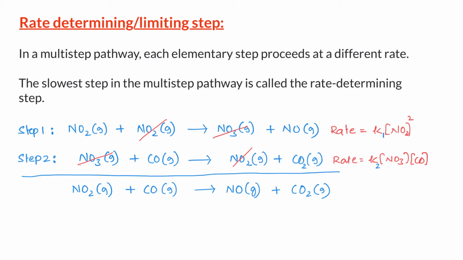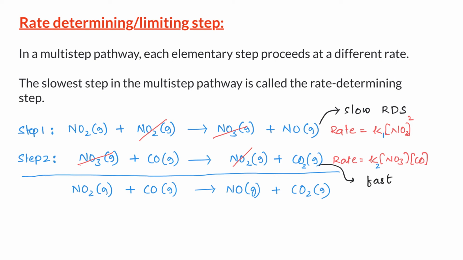The slowest step in the multi-step pathway is called the rate determining or rate limiting step. This is basically the bottleneck of the reaction, and the rate of the overall reaction is equal to the rate of the slowest or rate determining step. For this reaction, based on the proposed mechanism, the first step is the slow or rate determining step, and the second step is the fast step.